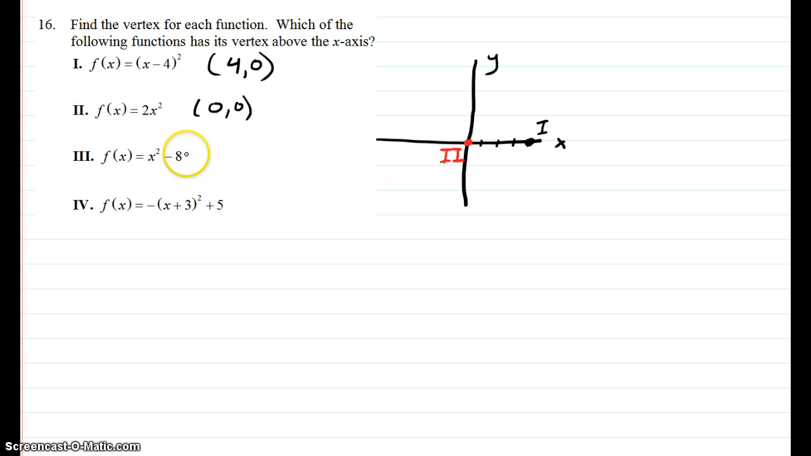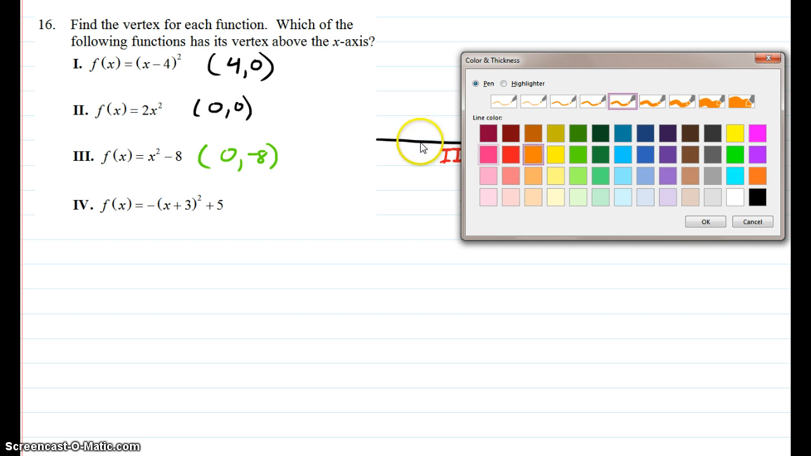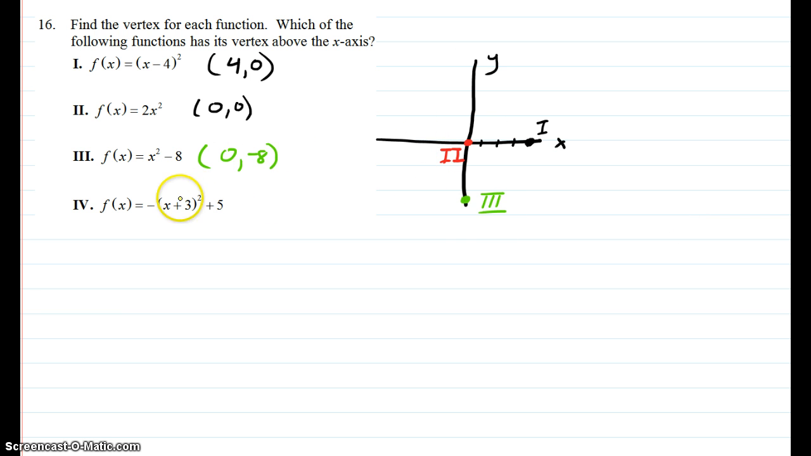The next one, okay, so this would be 0, -8, somewhere down here. And then the last one would be -3, +5, so -3 up 5. So which one has the vertex above the x-axis? So that would be 4.